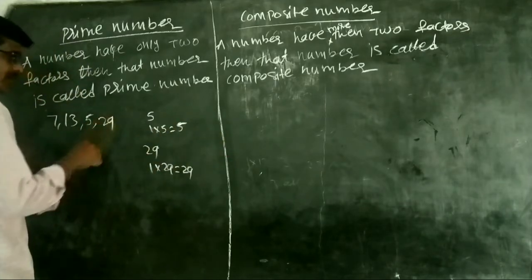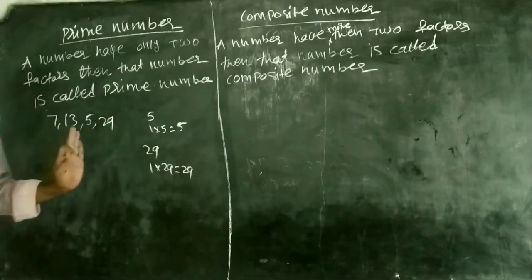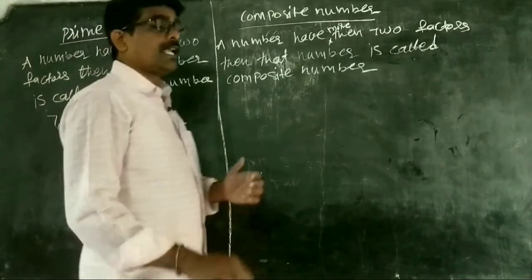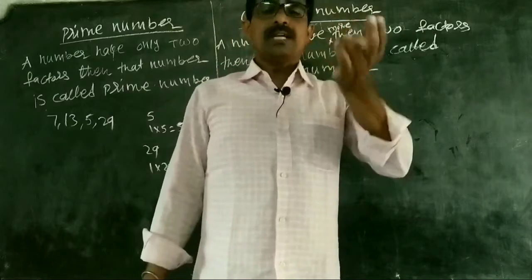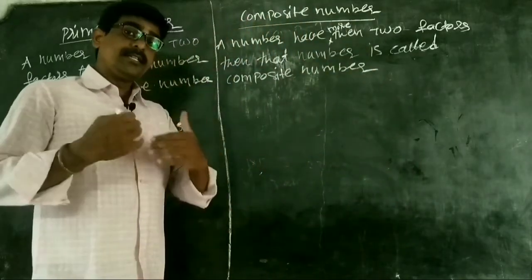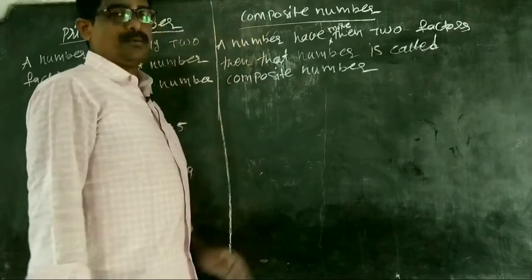That is equal to 29, also a prime number. Okay? This is a prime number. Composite numbers means a number has more than 2 factors. If a number has more than 2 factors, then that number is called a composite number.